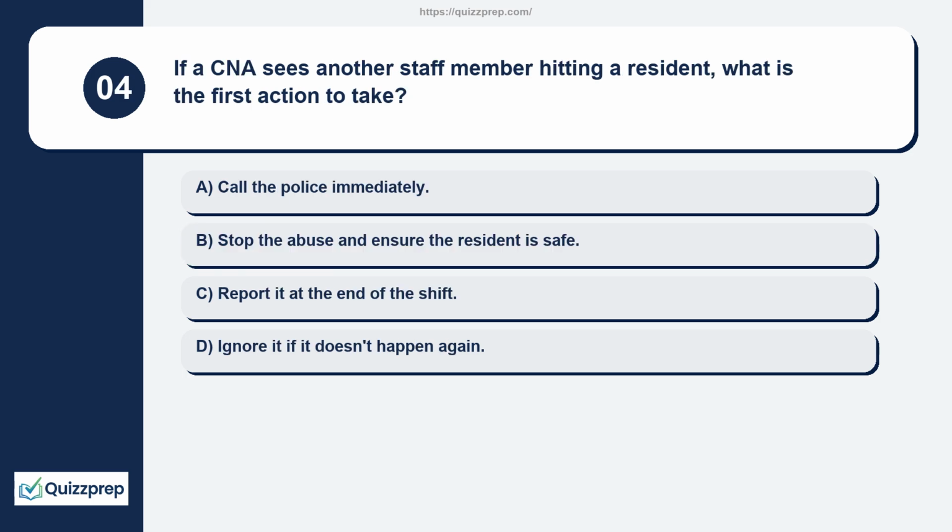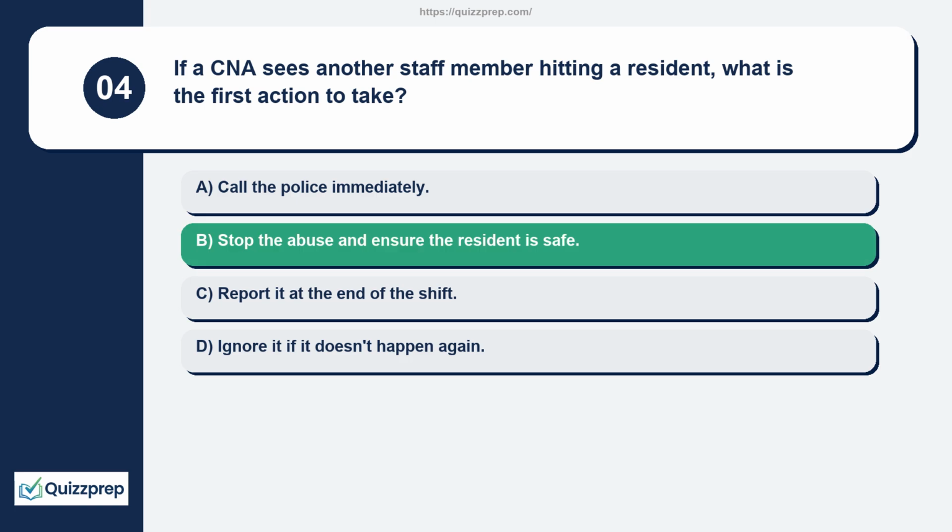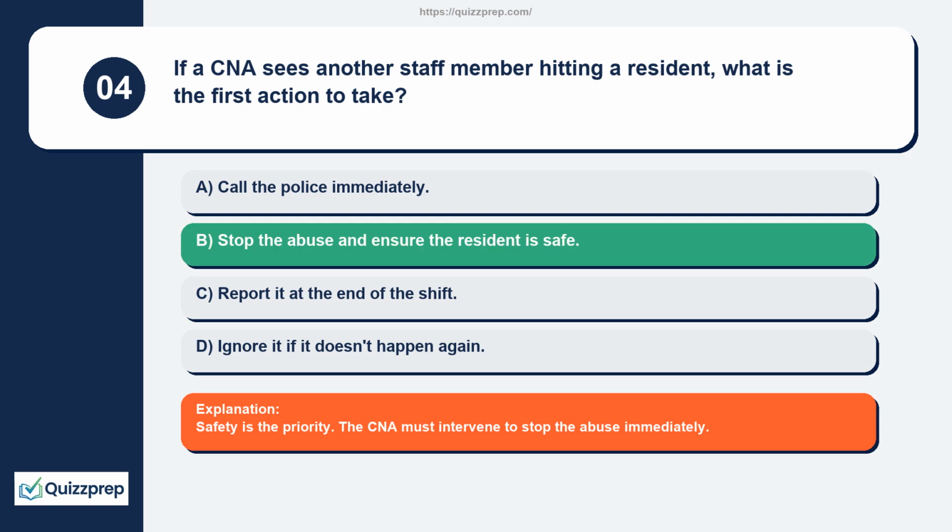Question 4. If a CNA sees another staff member hitting a resident, what is the first action to take? Call the police immediately, stop the abuse and ensure the resident is safe, report it at the end of the shift, or ignore it if it doesn't happen again? Safety is the priority. The CNA must intervene to stop the abuse immediately.